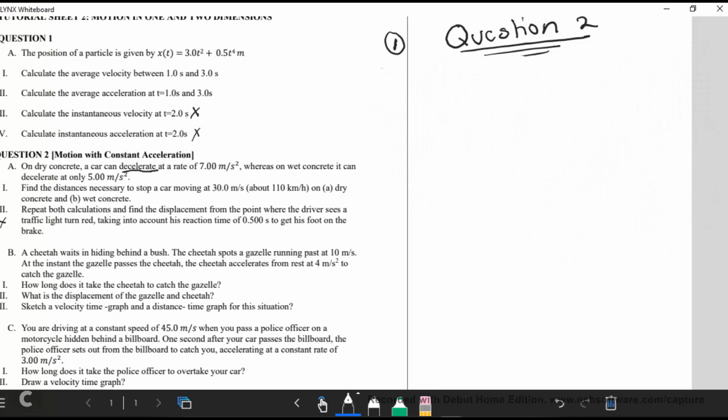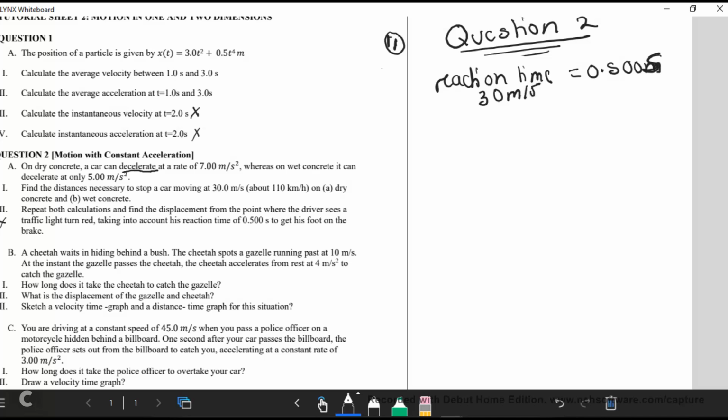Question 2a says repeat both calculations and find the displacement from the point where the driver sees a traffic light, taking into account his reaction time. So I want you to look at the reaction time. The reaction time there, we had 0.500 seconds, sorry, that's the reaction time. Then it was moving at 30 meters per second.